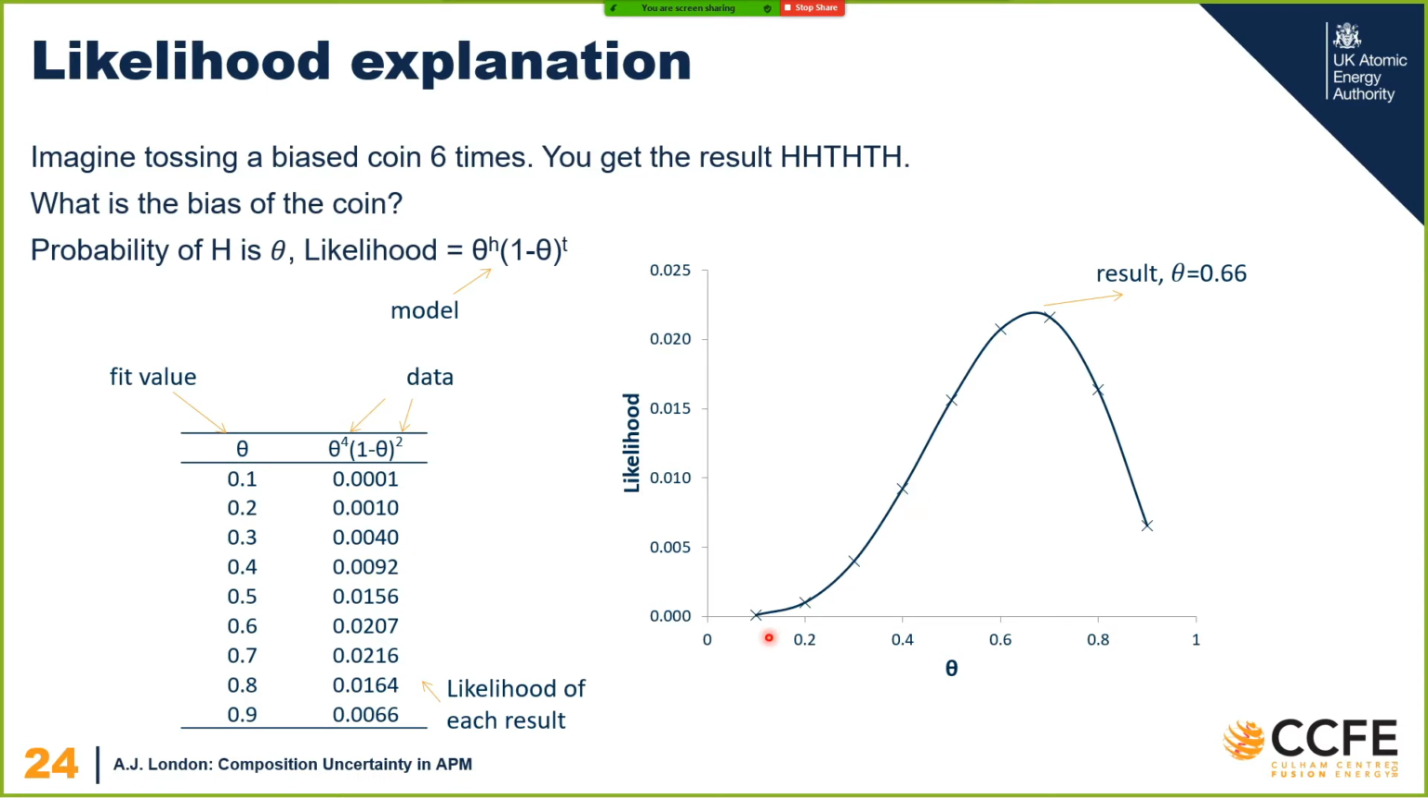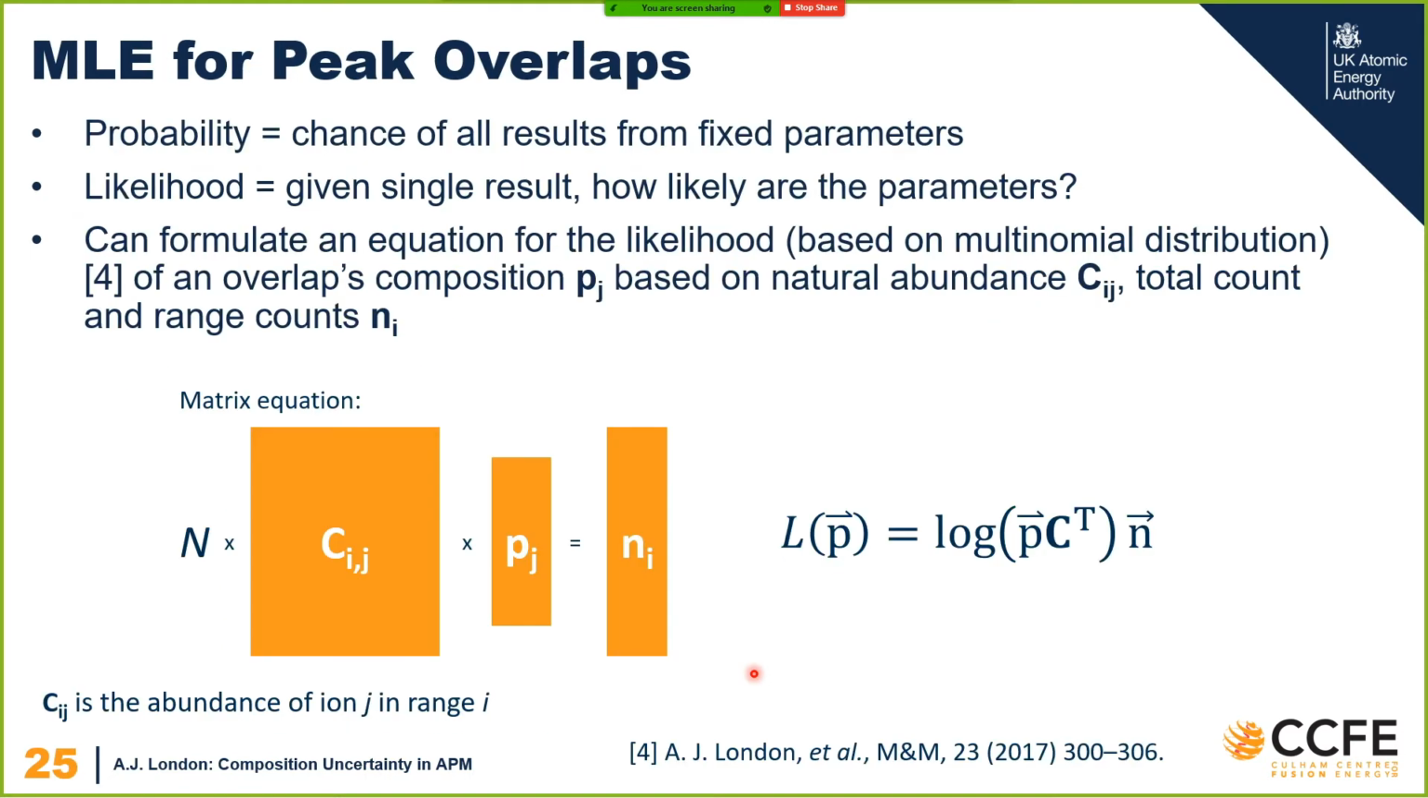Just like a probability distribution has more information than just, say, the mean or the standard deviation, you have the other higher order moments there. The whole likelihood distribution gives you information, and we can use this to figure out how certain we are in a particular result.